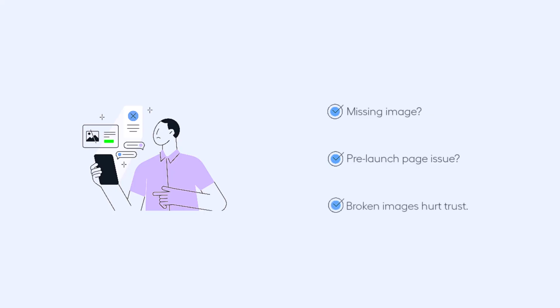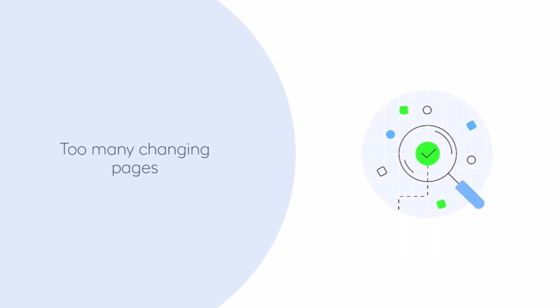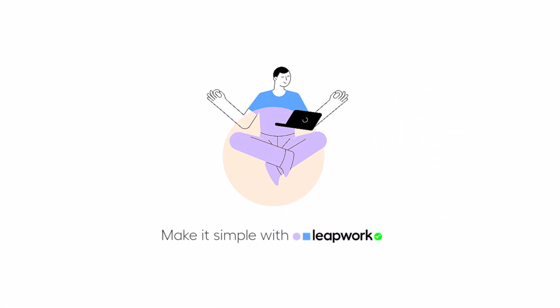Broken images don't just look bad, they break trust, hurt engagement, impact SEO, and create a poor user experience. This happens because sites have many pages and dynamic content. Manually checking every image doesn't scale and leads to missed issues. That's where Leapwork can help you. To see how, let's jump in and make sure your automation is as pixel perfect as your design.